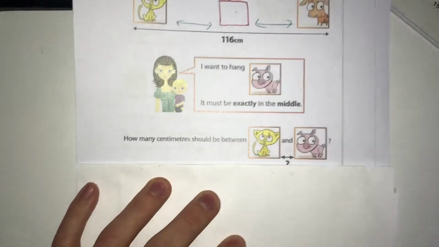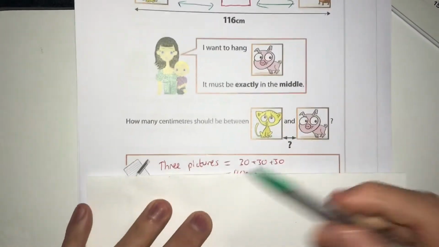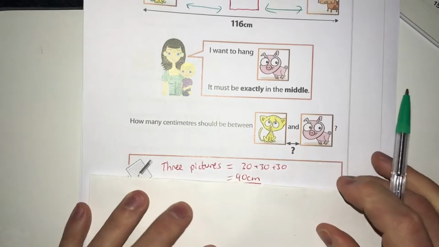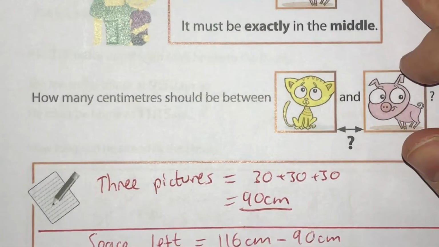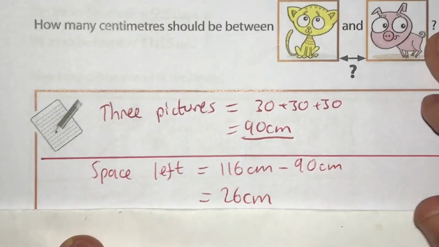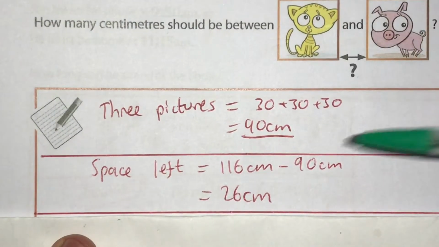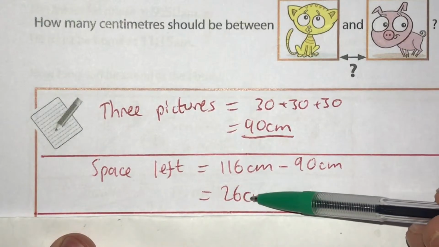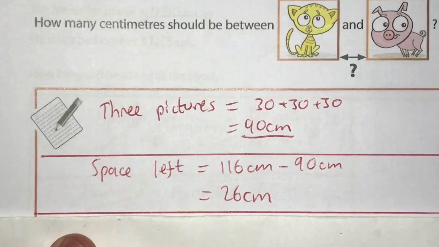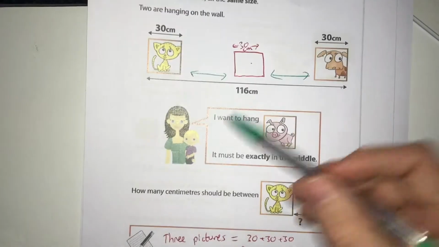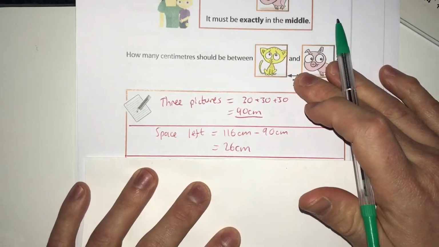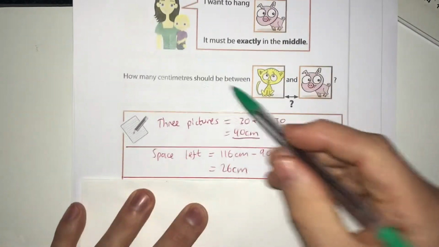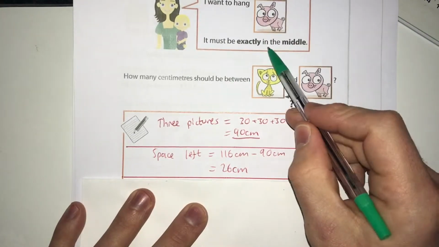So let's have a look if I've done that. And well, yeah, I have 3 pictures is 3 30s, which gives me the answer of 90. Then I want to find out what space is left. So I've subtracted 116 and 90, which has given me 26 centimetres left over. So if we go back to our diagram, this bit here and this bit here has to equal 26 centimetres. Well, how am I going to find out how big each side is? The key part is in the question here. It says exactly in the middle.